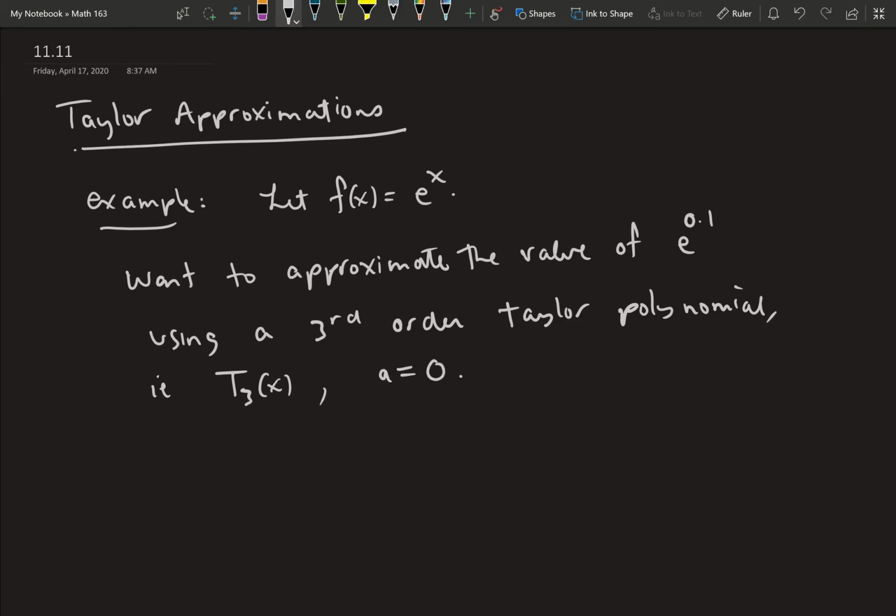And usually when you approximate the value of something using a Taylor polynomial, you're going to want the center point to be close to this x value. So here, the x value that we're going to plug in is 0.1. And our T3 is just up to the third order term in our series. So the full Taylor series of f is x to the n over n factorial. We derived that some time ago.